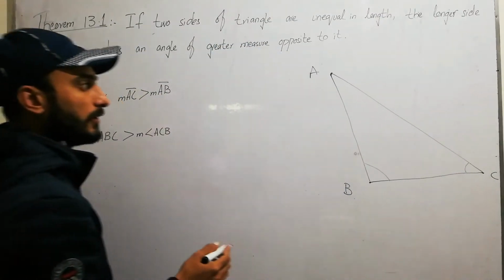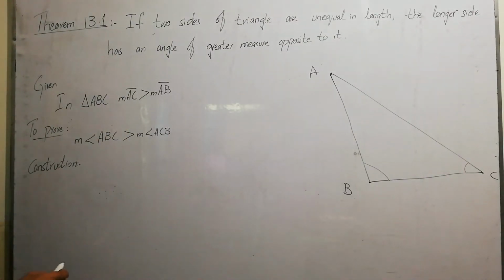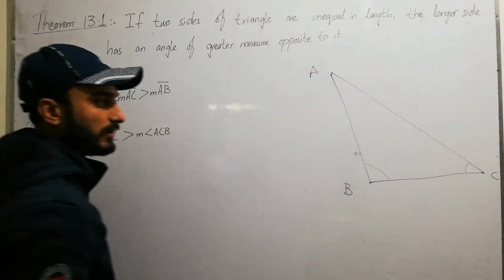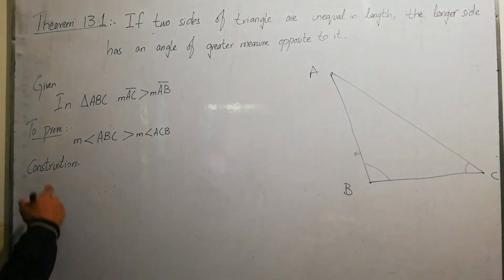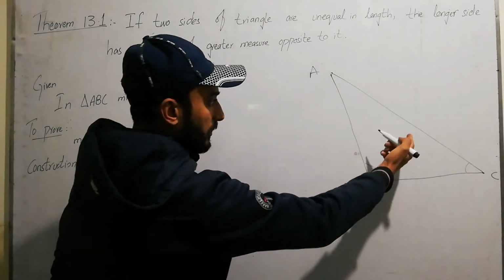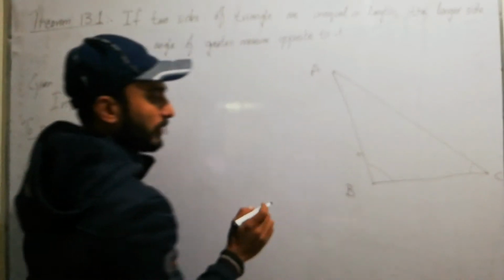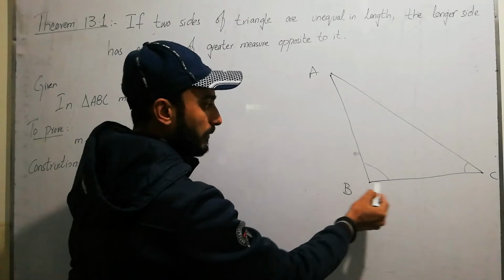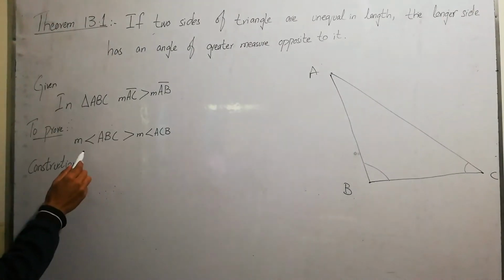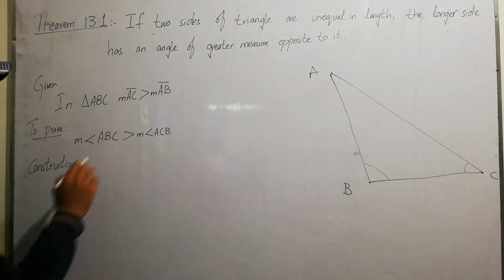Now in the given, it is given that in triangle ABC, AC is greater than AB. The measurement of AC from point A to C is greater than the measurement of AB. Second, we have to prove that the angle opposite to the larger side AC, and the angle opposite to AB, so we have to prove that angle ABC is greater than angle ACB. We have to prove that the measurement of angle ABC is greater than the measurement of angle ACB.